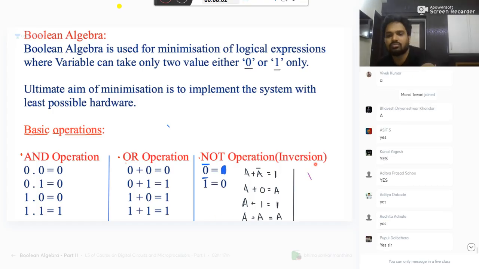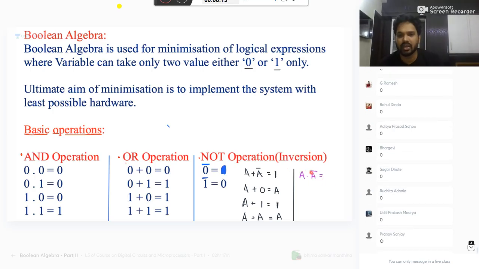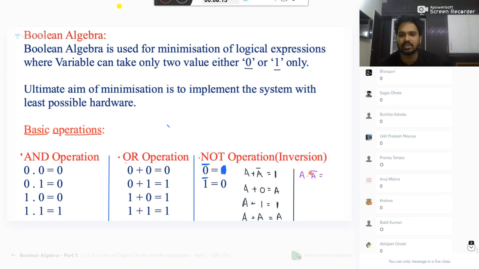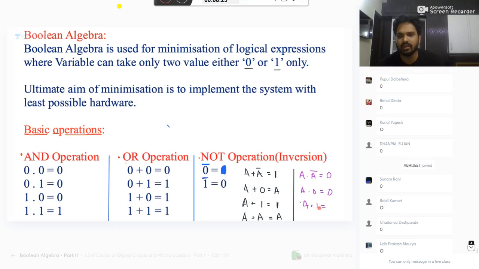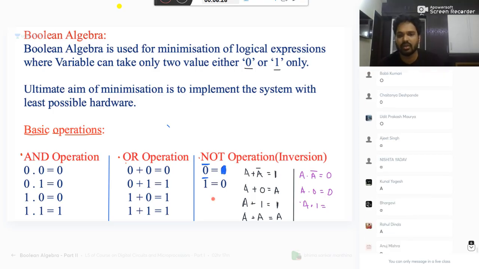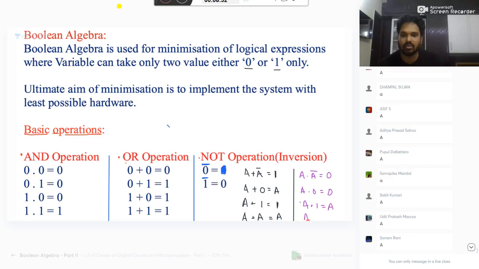A into A bar. If A is 0, A bar is 1. If A is 1, A bar is 0. But in both cases, 0 into anything is 0. What is A into 0? 0 into anything is 0. What is A into 1? 1 into 1 is 1, 1 into 0 is 0. A into 1 is A. Right. Very good.